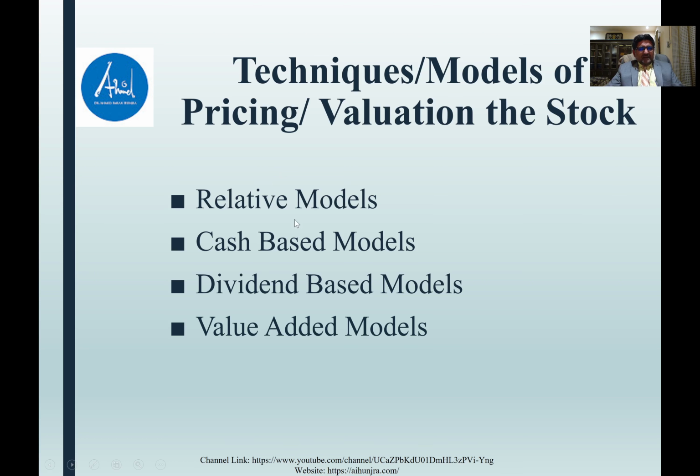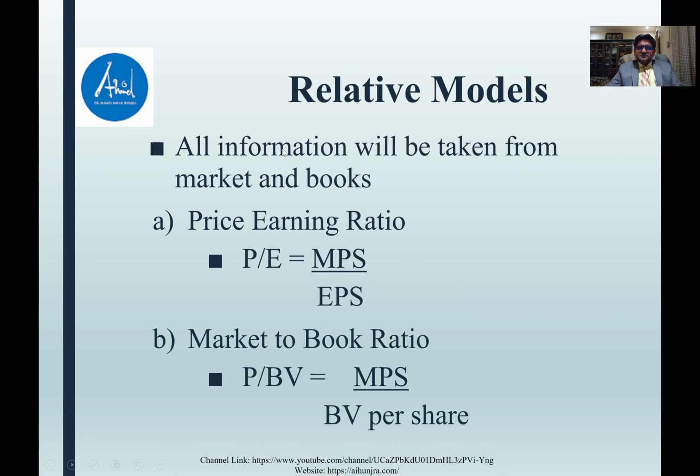So each category has sub-models, and the information can be extracted from books as well as the market. We will explain every model in the next slide. If we look at the relative model, there are 5 different approaches used under this umbrella. All information will be taken from market and books. For example, the price earning ratio. These are the traditional models, and here we take the information from the market as well as books.